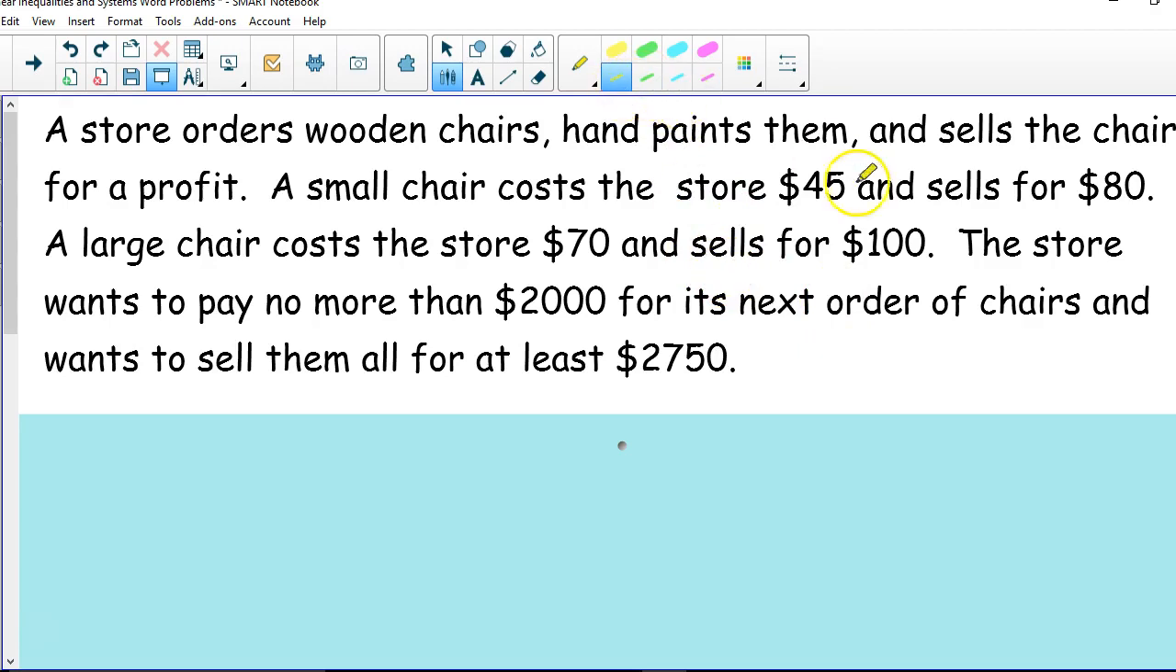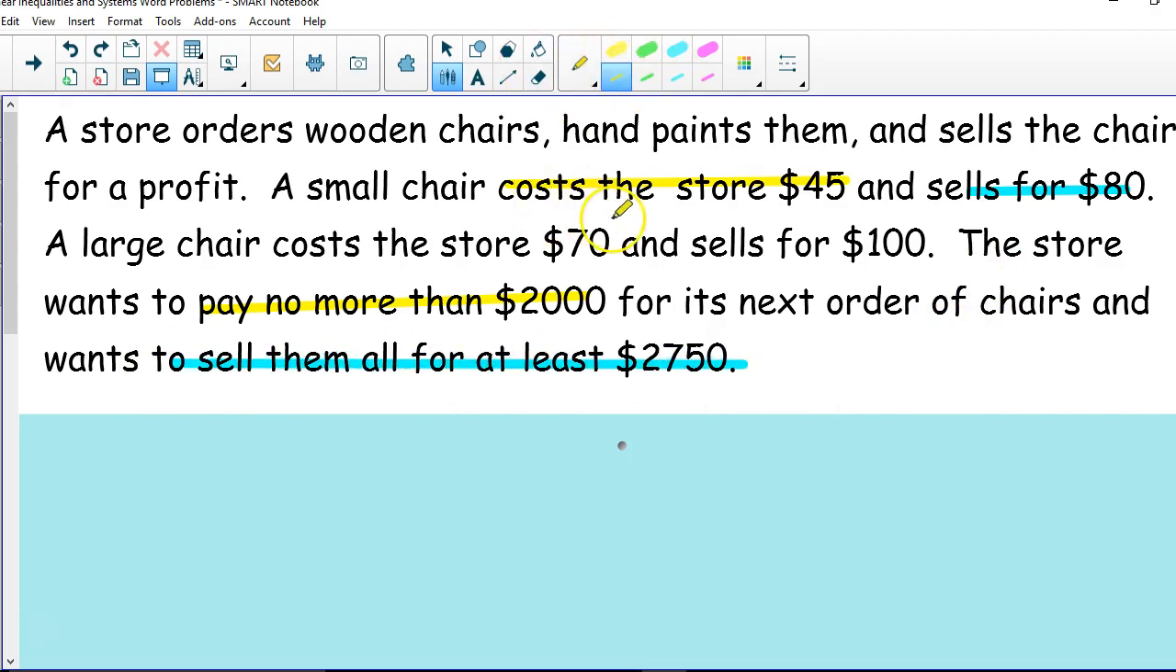Again, parts and totals here. A small chair costs the store $45. That is part of the total cost. So they want to pay no more. That's their total cost. So a small chair's cost is $45. That's part of the total cost for small and large chairs together. It sells for $80. So a small chair will sell for $80. That is part of the total sale.